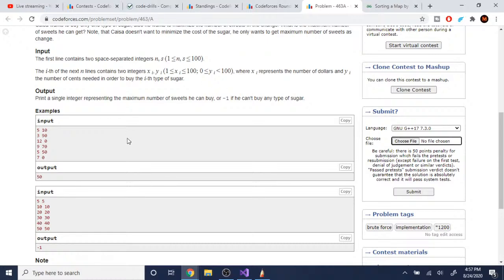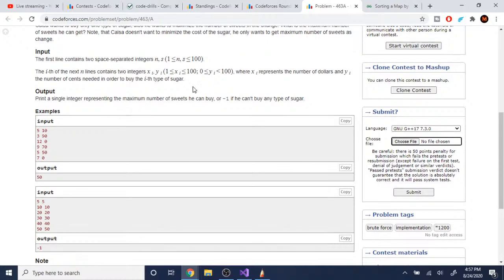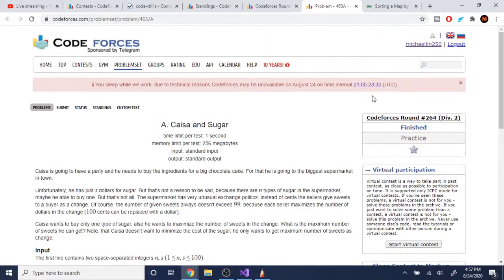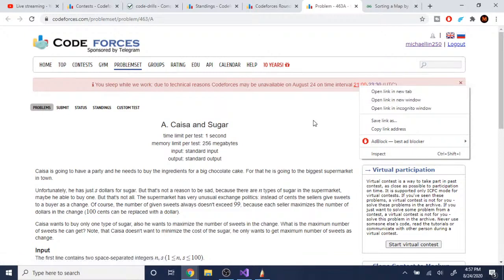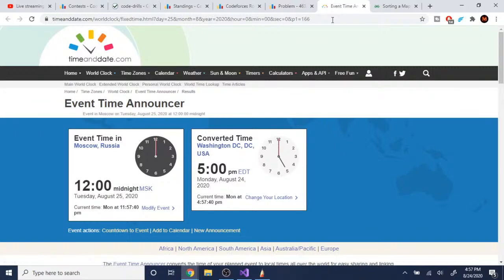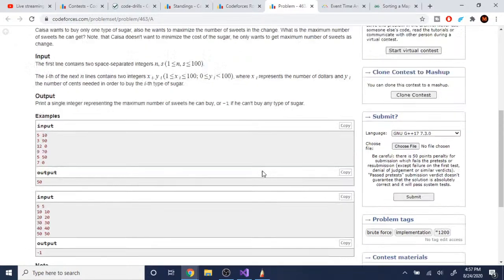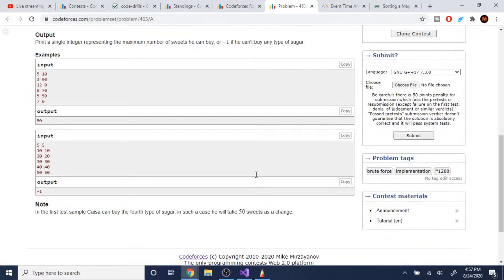Okay, back to this problem. Actually, I don't think we have time to do it because we only have 3 minutes left and Codeforces may be unavailable. What does that mean? Should we keep trying? I don't know.